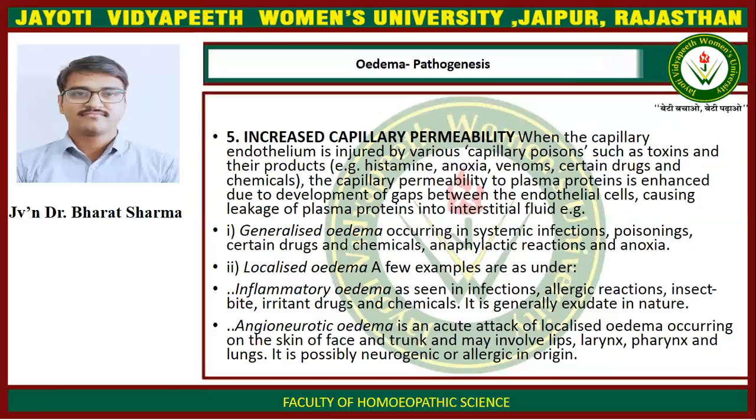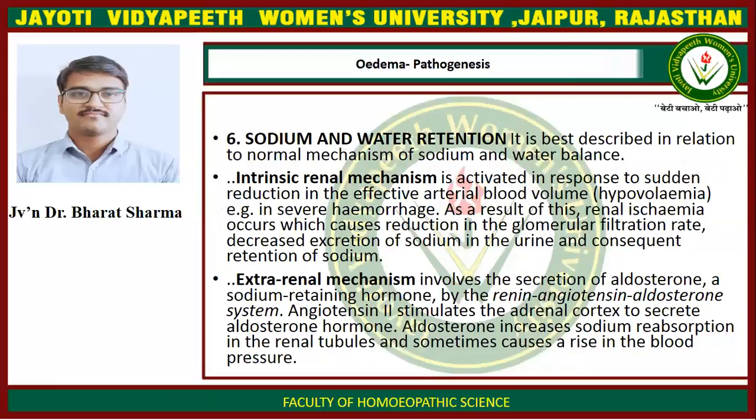Localized edema, a few examples are as under. First is inflammatory edema, as seen in infectious allergic reactions, insect bites, irritant drugs, and chemicals. It is generally exudate in nature. Angioneurotic edema is an acute attack of localized edema occurring on the skin of face and trunk and may involve lips, larynx, pharynx, and lungs. It is possibly neurogenic or allergic in origin.